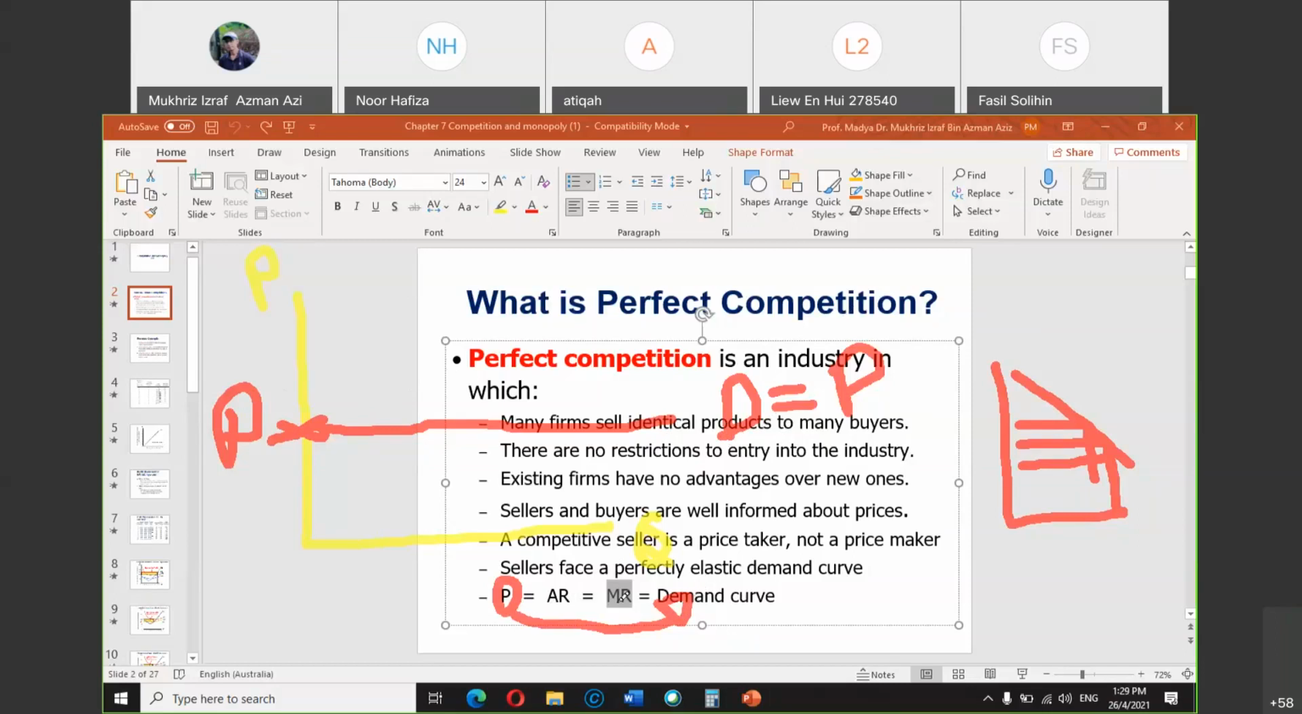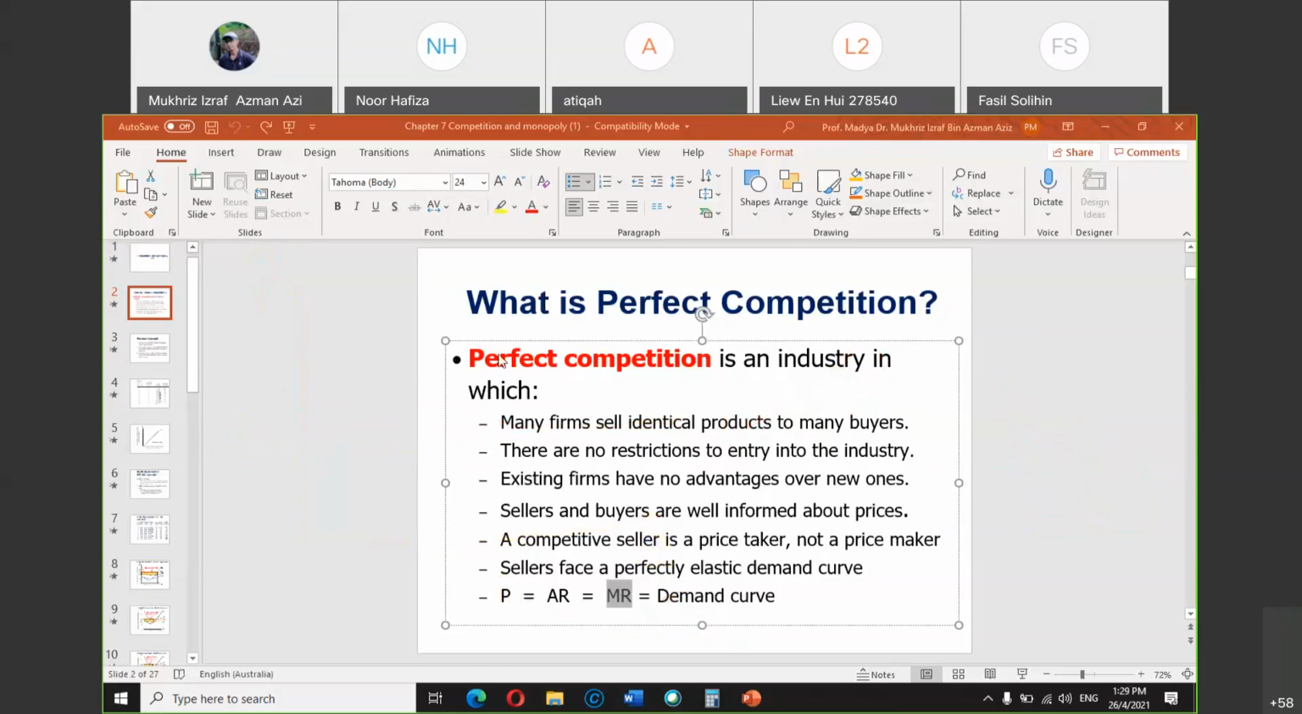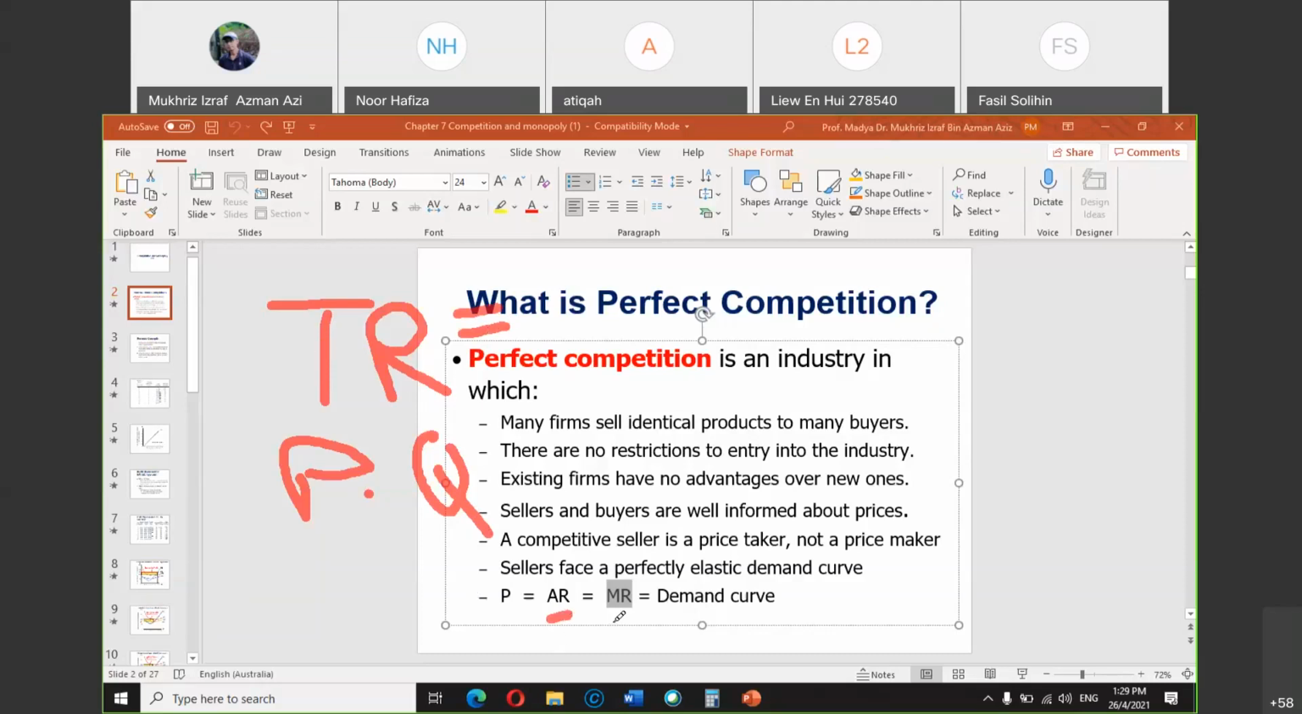How about AR and MR? First we need to know how to calculate revenue. I think in the previous topic I already showed you that total revenue is obtained by P times quantity, price multiplied by quantity. This is to get total revenue. In order to get average revenue or marginal revenue, you must get TR first. Once you get total revenue, then you can derive AR and MR.